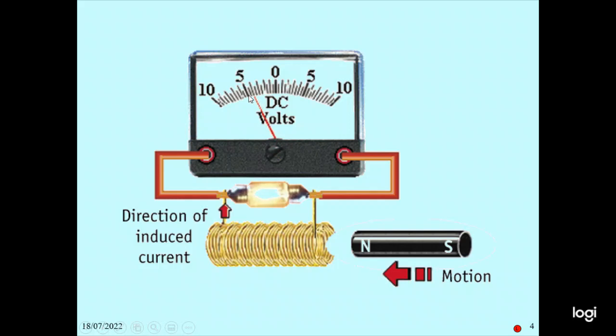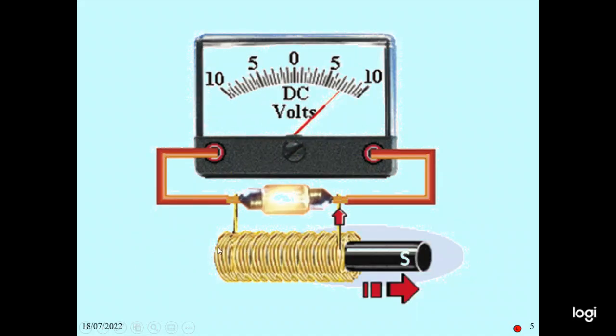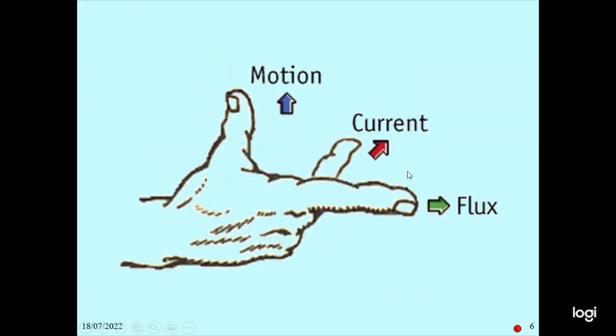Now the right-hand rule: the first finger direction indicates the flux, the middle finger indicates the current, and the thumb indicates the motion. So this is for the generator. So this is the north pole and south pole. The magnetic flux comes from the north pole and goes to the south pole.